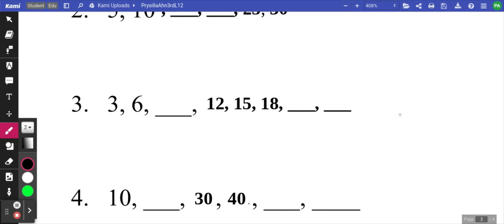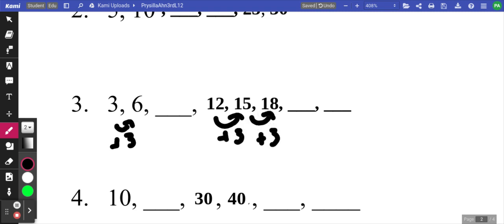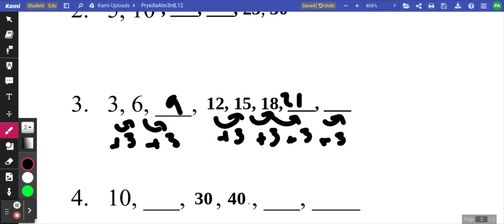Well, let's look at the pattern between 3, 6, 12, 15, and 18. Well, we see that clearly 3 plus 3 is equal to 6. And it's kind of the same for 12 and 15, you know? When you add 3 to 12, it's 15, and when you add 3 to 15, it's 18. So we can only assume that the pattern continues with plus 3. So let's continue that. So let's do 6 plus 3, which is 9. And 18 plus 3 is 21. And once again, 21 plus 3 is 24.